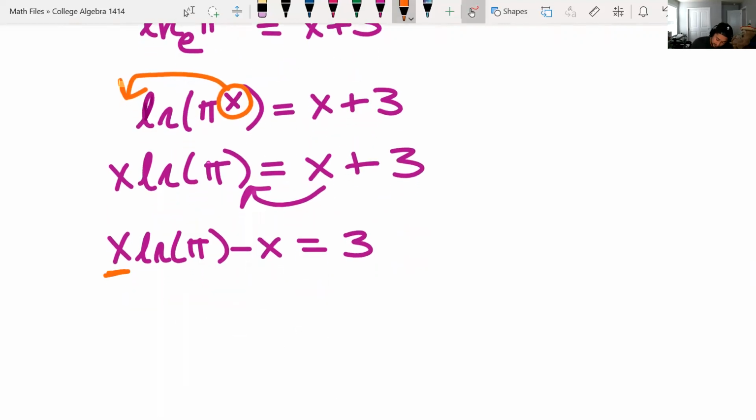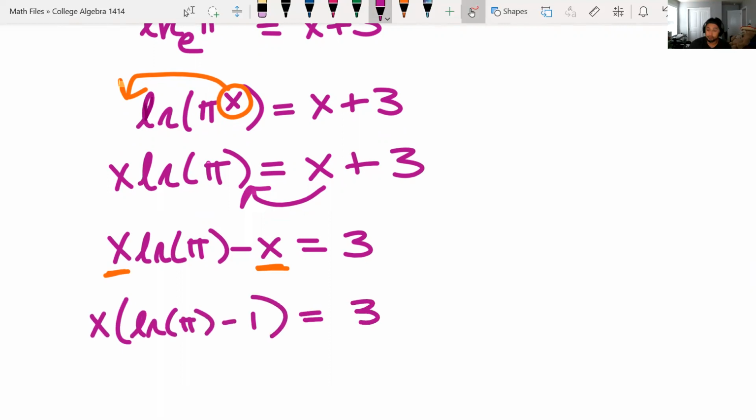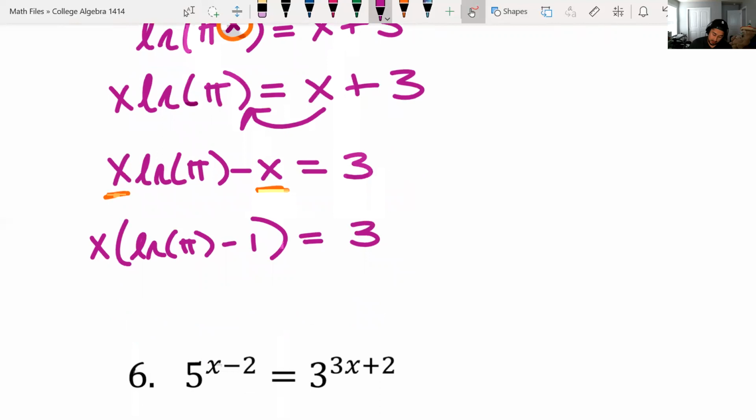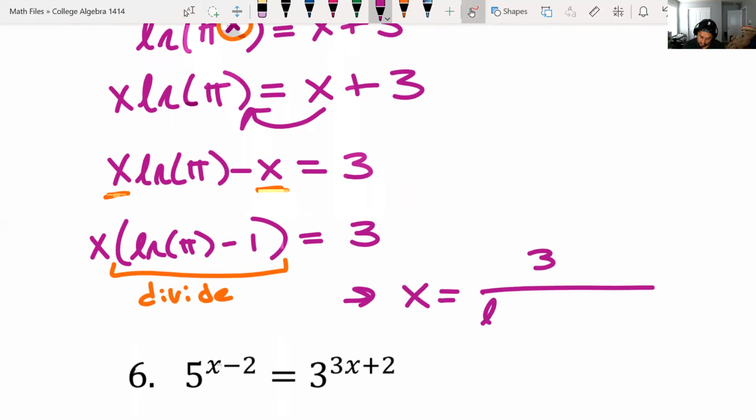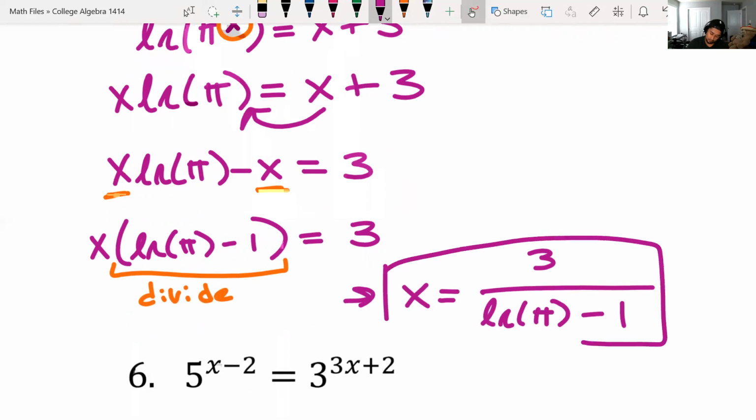Factor out the x, and you'll get x times (natural log of pi minus 1) equal to 3. And then divide, and we'll get x equals 3 over (natural log of pi minus 1). There you go: 3 over natural log pi minus 1.